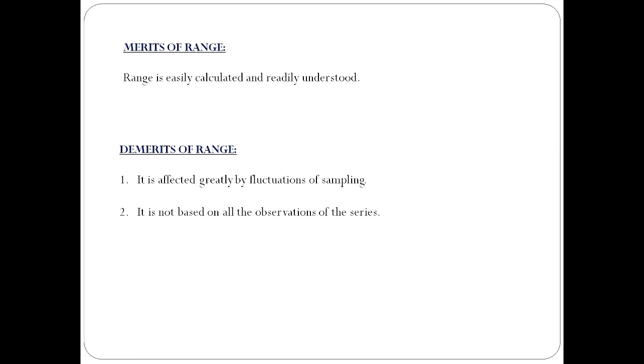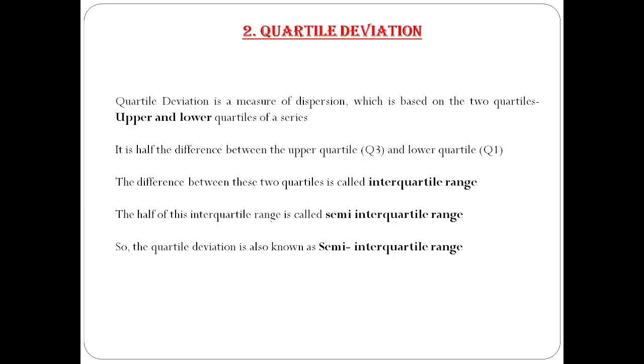Now what are the merits of range? Range is easily calculated, as you have studied, and readily understood. What is the demerit of range? It is affected greatly by fluctuation of sampling. It is not based on all the observations of the series. That means all the observations of the series are not used during the calculation of the range. So it is a major demerit of the range. To overcome that, we need to use another measure of dispersion, the quartile deviation.